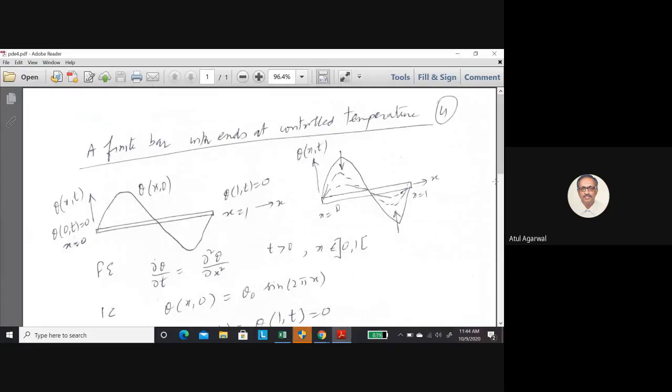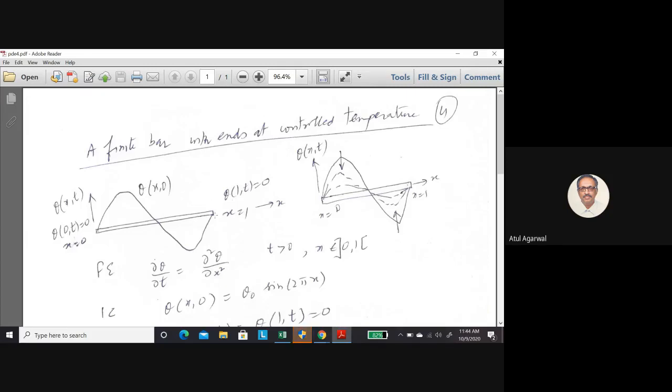Now I'll tell you about the finite bar case. What happens in a finite bar case? I have a finite bar with ends at controlled temperature. Now you see, boundary conditions are at both the ends. Theta I have taken as the temperature at position x and t minus the initial temperature.